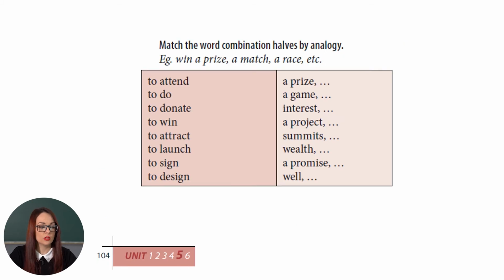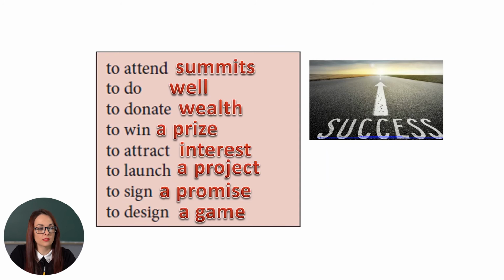Now let us work a little bit with the vocabulary. Here we have some word combinations and we have to combine them by analogy. Win a prize, win a match, win a race. Look at the exercise and complete it. Now, if you answered to attend summits, then you are correct. We also use to do well, to donate wealth, to win a prize, to attract interest, to launch a project, to sign a promise, to design a game.